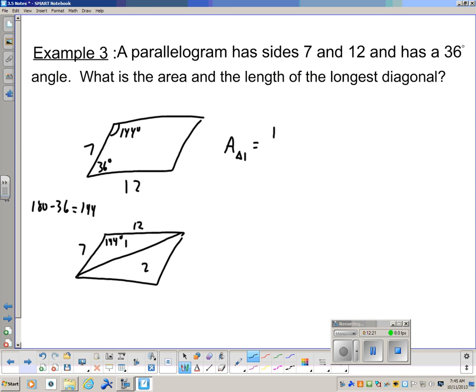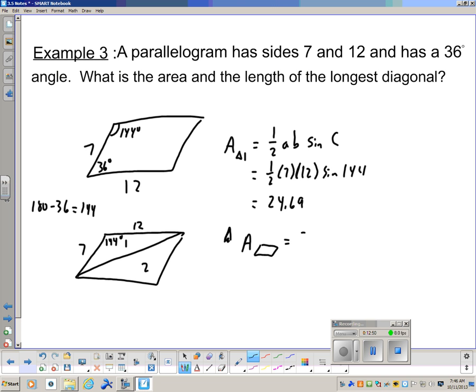So I'm going to find the area of the triangle, which is equal to 1/2 ab sine of the angle. So 1/2 times 7 times 12 times the sine of 144. And I'm getting 24.69. And then the area of triangle 2 is going to be the same thing. So what's the area of the parallelogram? It is equal to 24.69 times 2, and I'm getting 49.4.